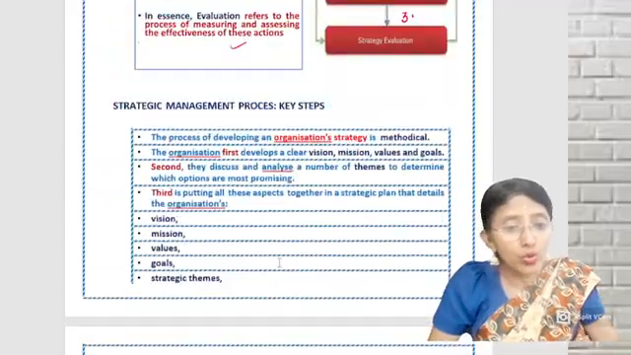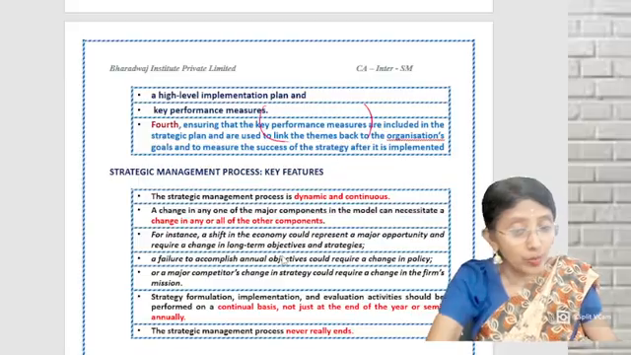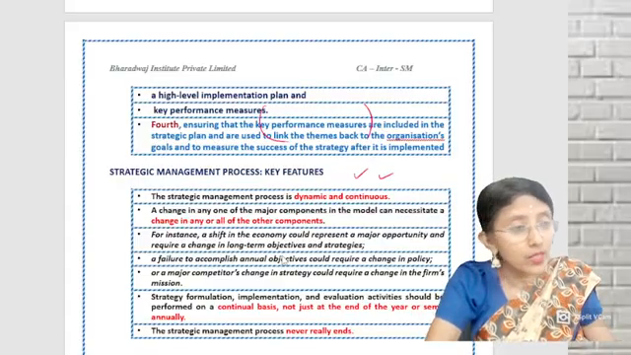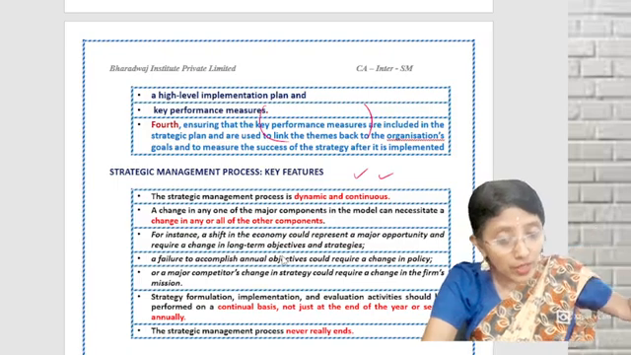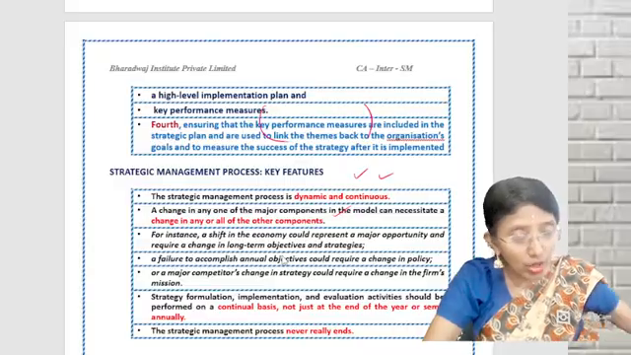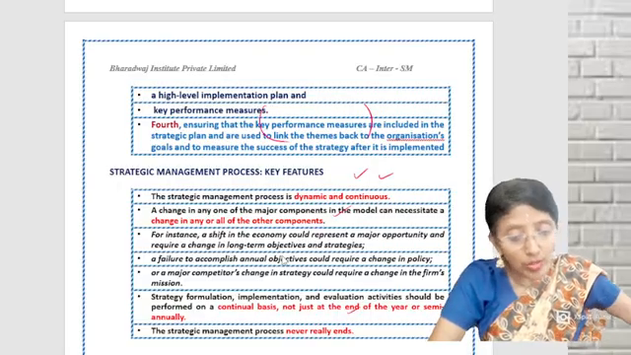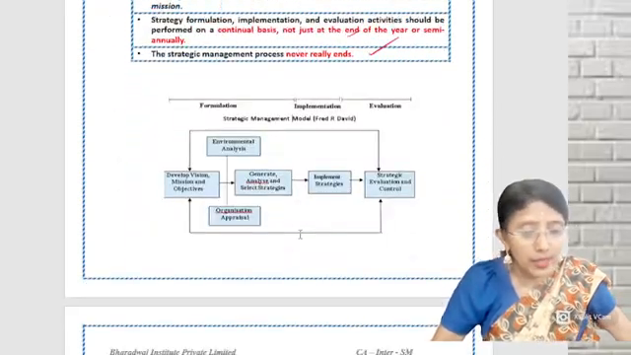So they can ask you the strategic management process. They can ask you the features of the SM process: dynamic, continuous, and it tries to bring about change in one component or all the components, and it is done on a continuous basis, not at the end of the year or annually. You don't have the time frame. It has to be done continuously. It's a never-ending process, right?